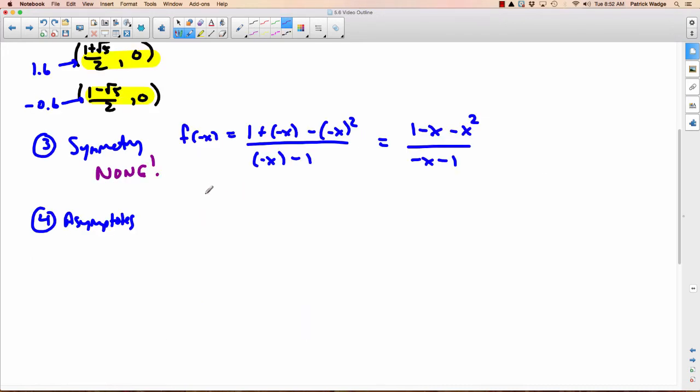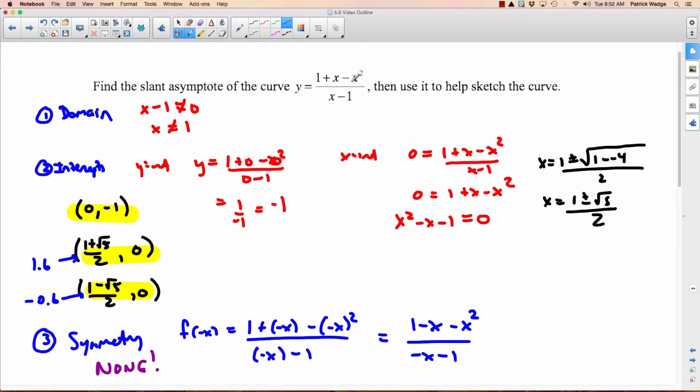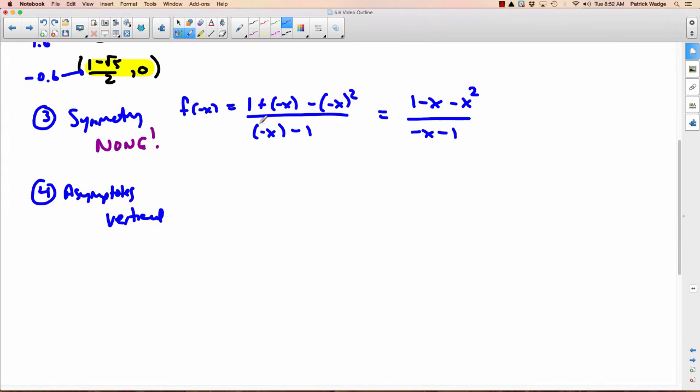Okay, 4 is asymptotes. Let's start with the vertical ones. Vertical asymptotes occur when the denominator equals 0. We already found that. Denominator equals 0 when x is equal to 1. So there's a vertical asymptote at x equals 1. And what we also have to figure out then is what's the limit of this function as x approaches 1 from the left, and the limit of this function as x approaches 1 from the right.